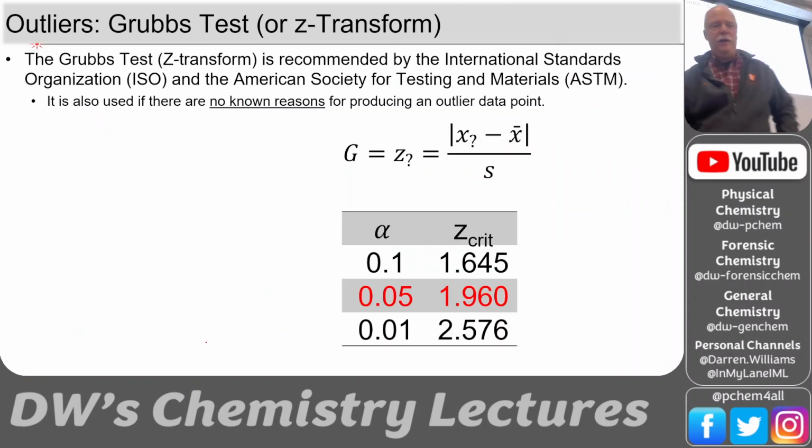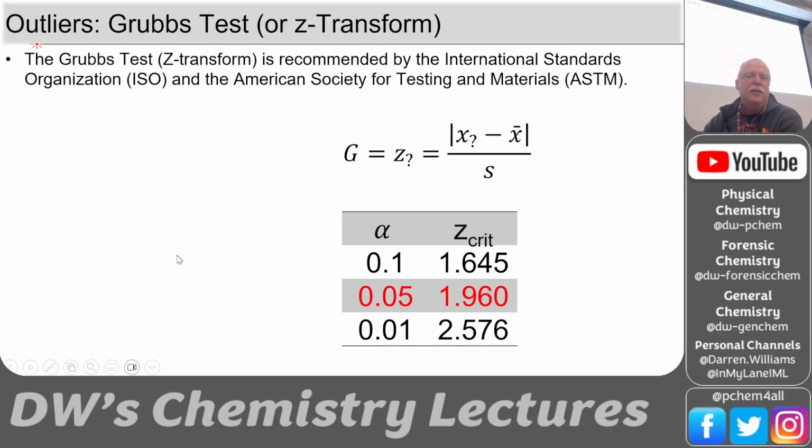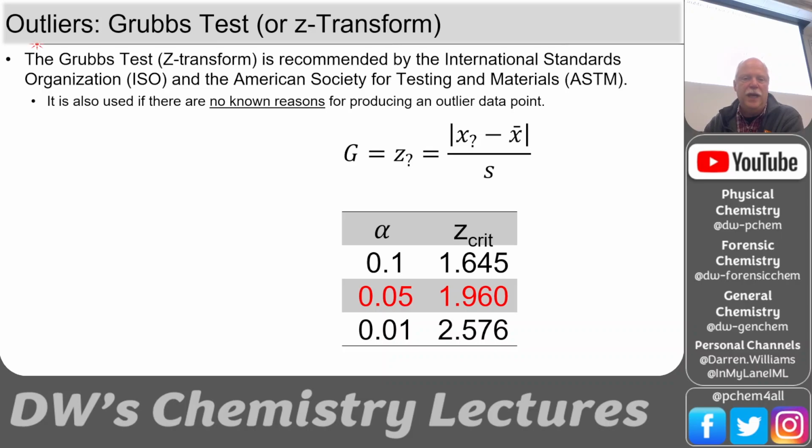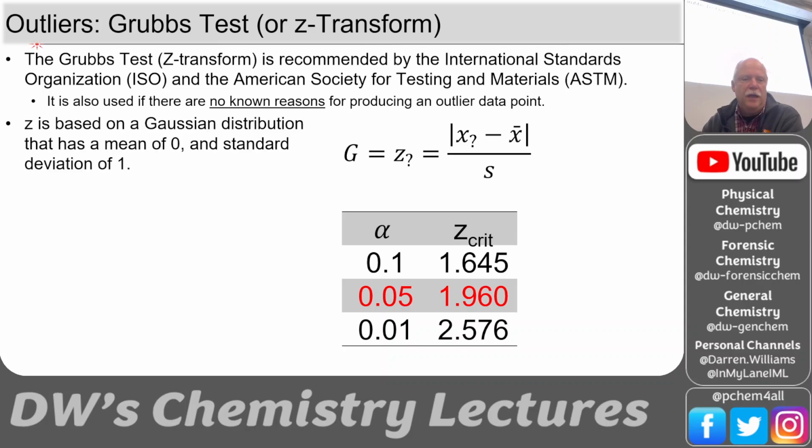So let's go back up here and do the Grubbs test. The Grubbs test is recommended by the ISO and also the ASTM. It's based on the Gaussian normal distribution. We take that questioned data point, in this case 15, and you subtract the mean and divide by the standard deviation.